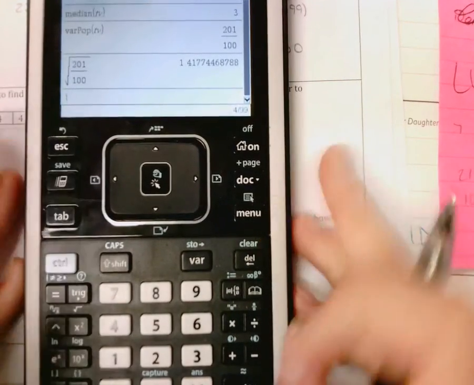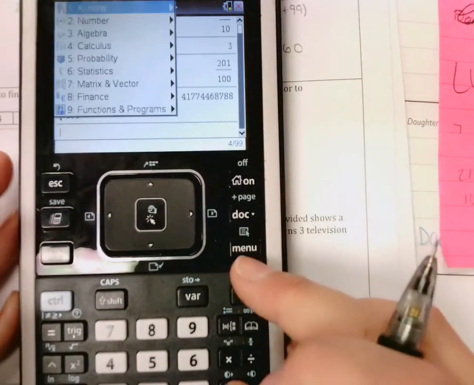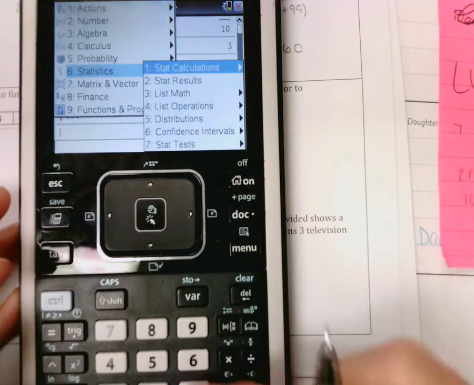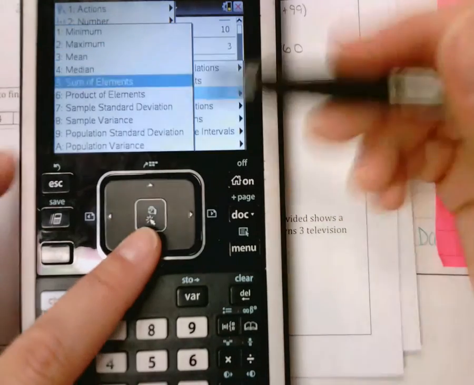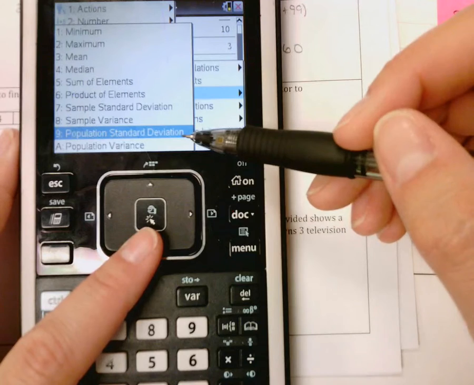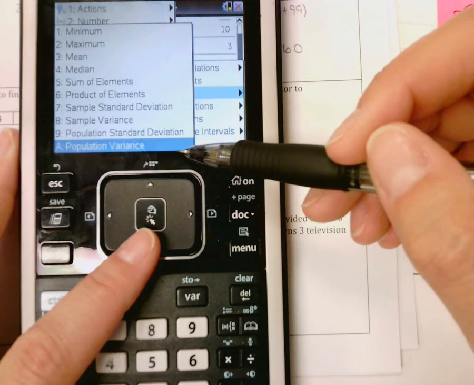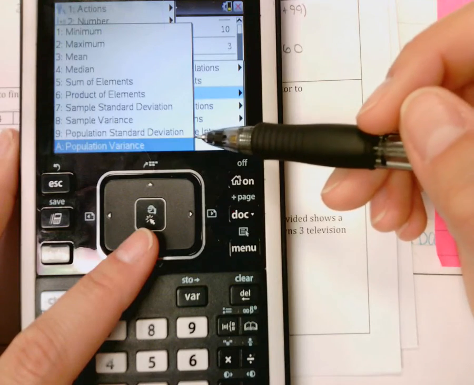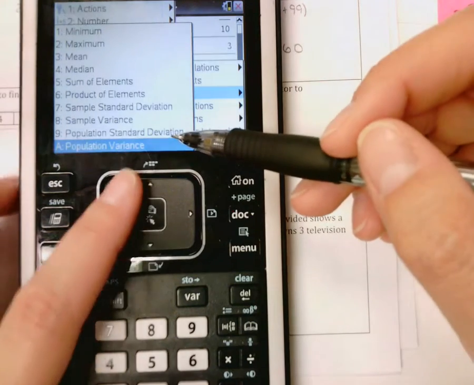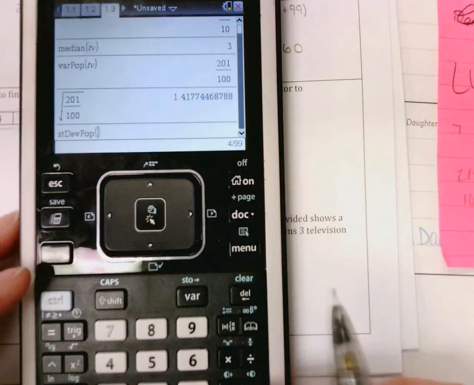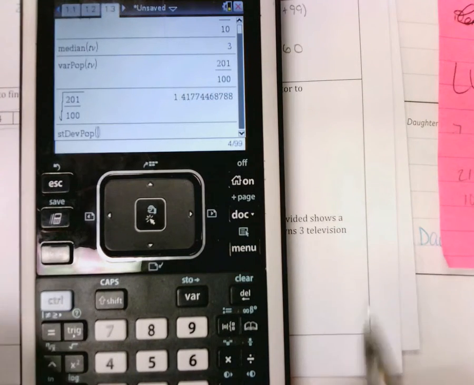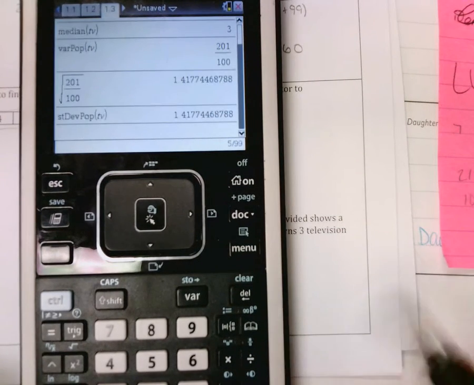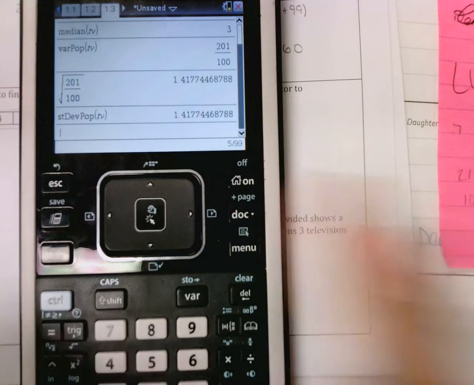So variance and standard deviation: menu, statistics, list math, and then you're going to use population standard deviation or population variance. So I just did population variance and then square rooted the answer to get the standard deviation. But you could go back in here and do population standard deviation and then type in TV and it should give you the same thing. So there's 2 ways to find your standard deviation. I got 1.42. Yeah, that's good.